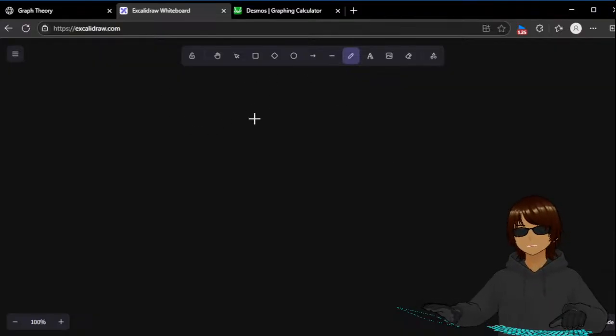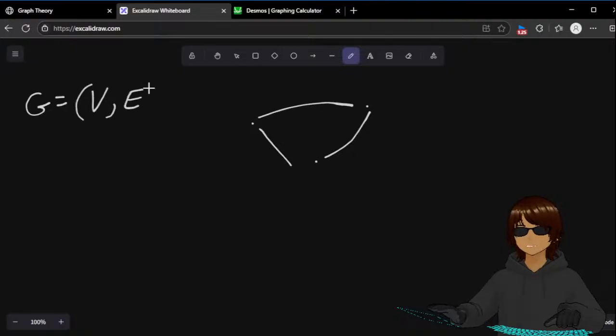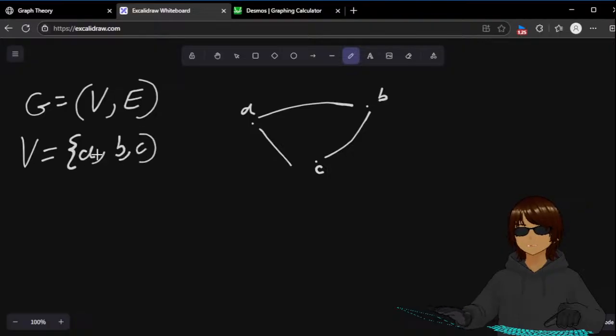So graph theory is like vertices and edges that connect them. And a graph is defined with an ordered pair, V and E. And then these are the vertices. Vertices is a set of labels. So A, B, C. So each vertex has a label, A, B, and C. And then edges is like a set of ordered pairs which connect the vertices.